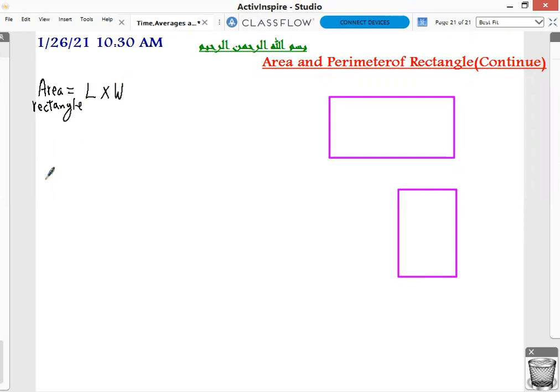Then what is L? What is W? It's width. Then L is length, W is width. Okay? This is about this rectangle. The long line we can name it length, the short line we can name it width.